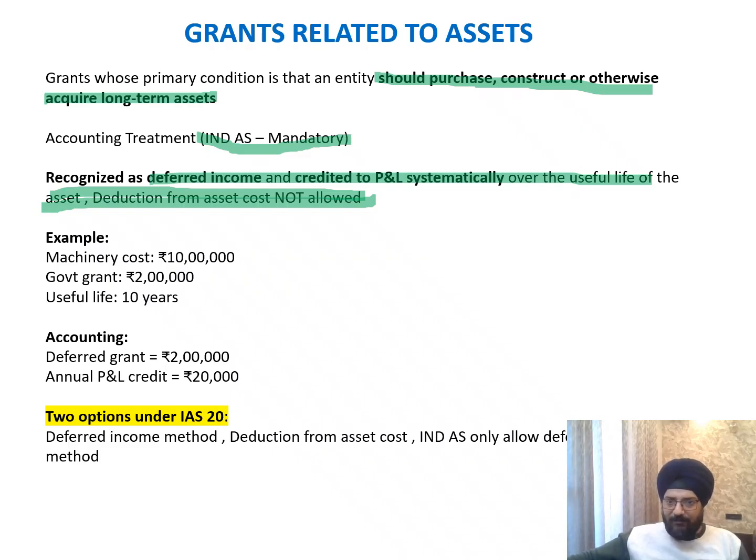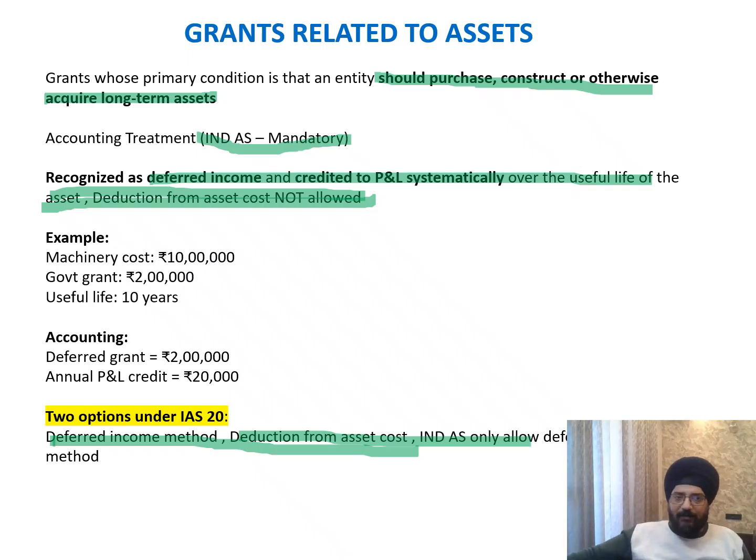This is a principal difference between Ind AS 20 and IAS 20, because under IAS 20 it allows that the entity can adopt either of these methods, which is the deferred income method or deduction from the asset. But Ind AS only allows the deferred income method. So this is one of the fundamental differences between Ind AS 20 versus IAS 20.